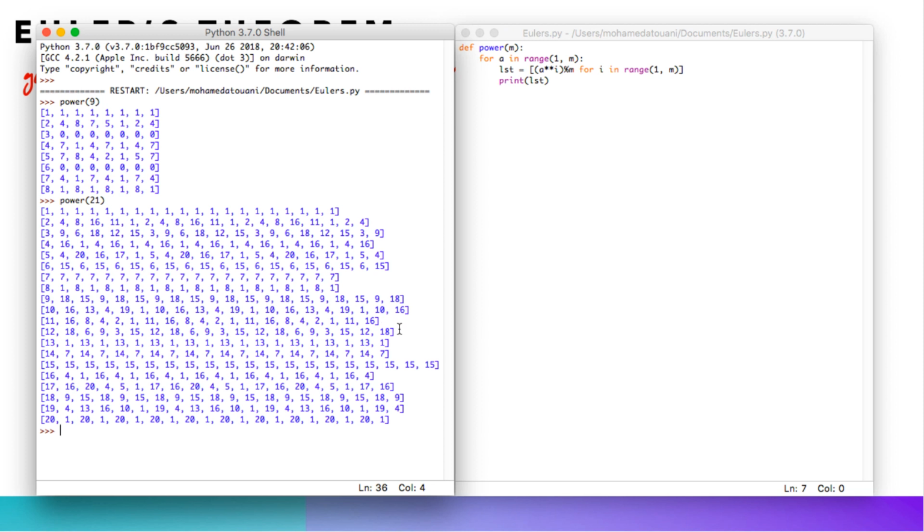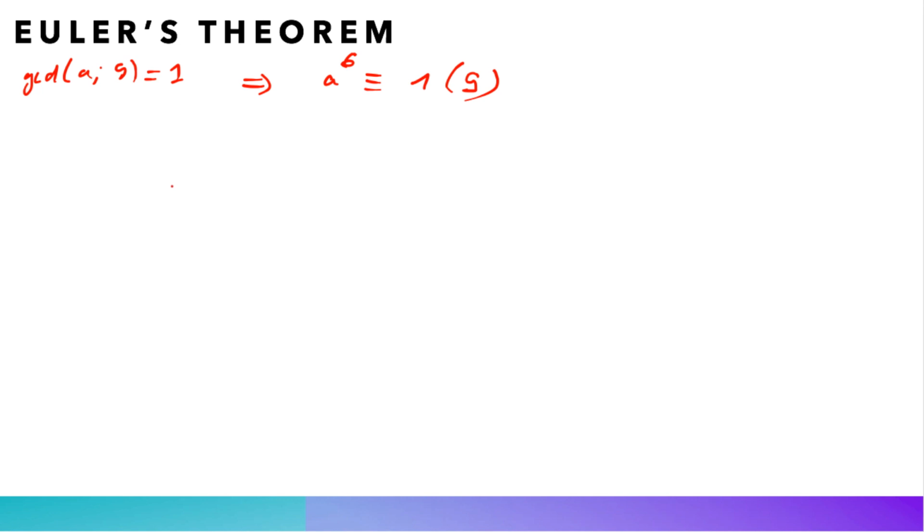We also see here, for instance, for 12, that things do not work very well because we do not get 1 modulo 21, and this is because the GCD of 12 and 21 is equal to 3, which is different from 1. So many patterns occur here, and I'll leave it to you to investigate these more in depth. Let us now follow Euler's great proof to prove that a to the power 6 is congruent to 1 modulo 9 for this particular example, which we will generalize for the general case.